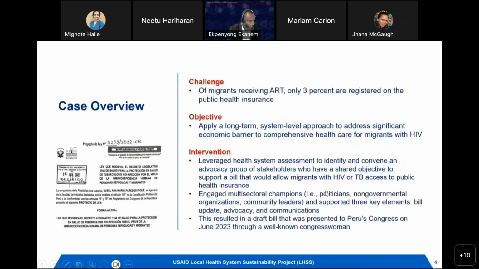We have found that that could represent 2 or 3 weeks of work for a migrant. So it's a big economic barrier. We also found that of the migrants receiving ART in the country, only 3% were registered on the public health insurance.